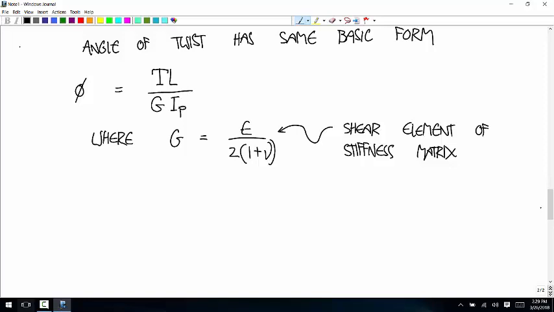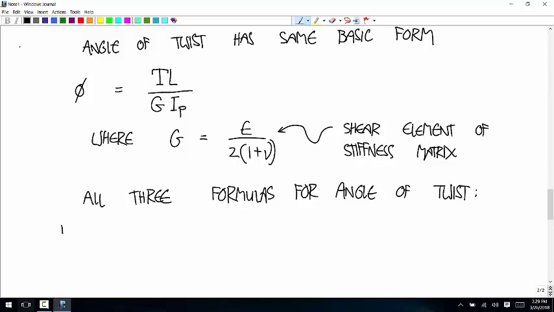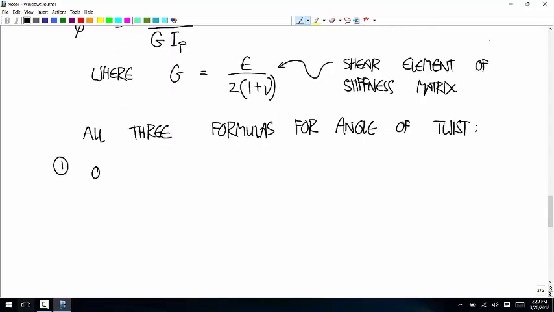And then there's the two other forms too. Here are all 3 formulas for angle of twist. The first one says that the angle of twist is equal to the integral from 0 to L of the torque dx over G I sub P. You can also remember that because G I P is a funny thing to say. Okay, so that's the definition.